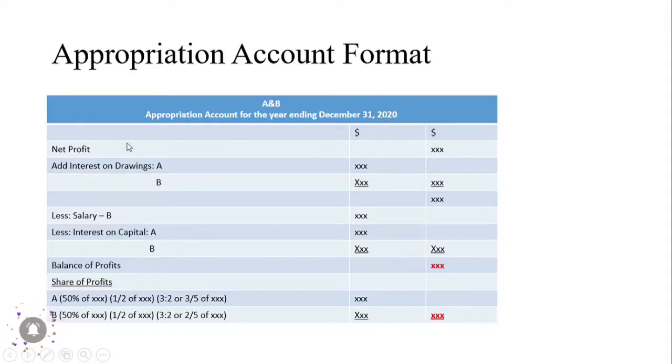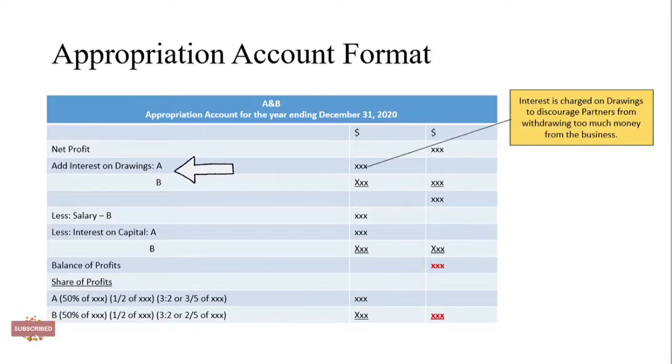Now the appropriation account, as you can see, will start with the net profit. You would get the net profit from the income statement, or from the profit and loss section of the income statement. And then we move on to add interest on drawings. Now, you may wonder what is interest on drawings.